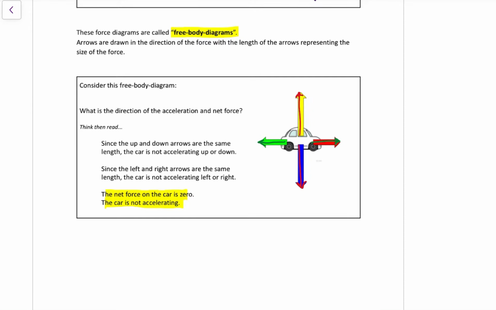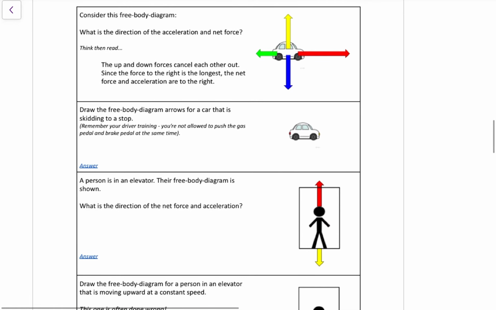It could even be rolling backwards. Maybe it's in reverse driving down the road. It's just not accelerating backwards. When the forces cancel out, it tells us that the state of the motion isn't changing. So if it is going at a constant speed, it's not speeding up or slowing down. Or if it's not moving, it's not going to start moving. Here's a few more for you to think about.